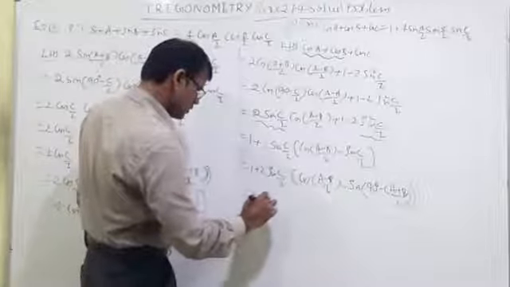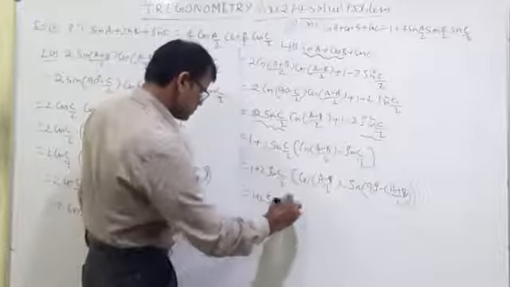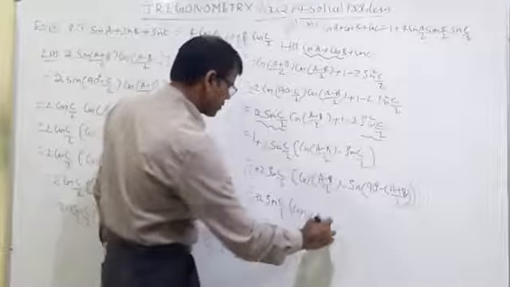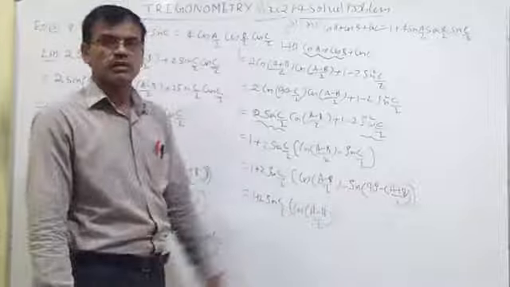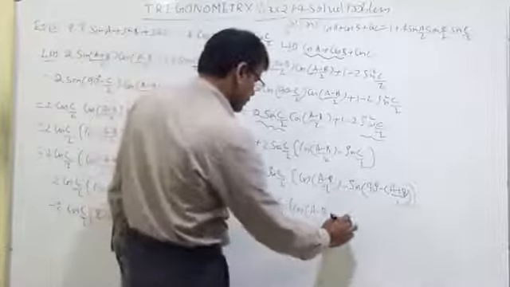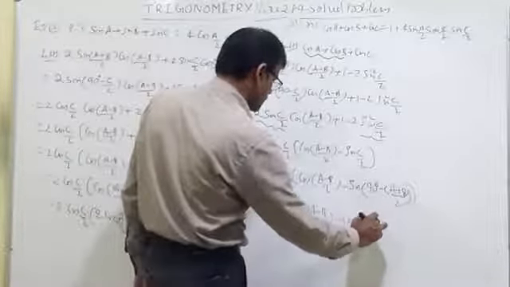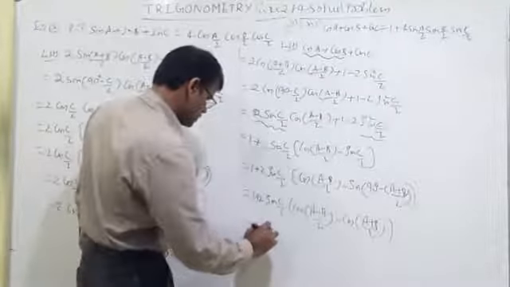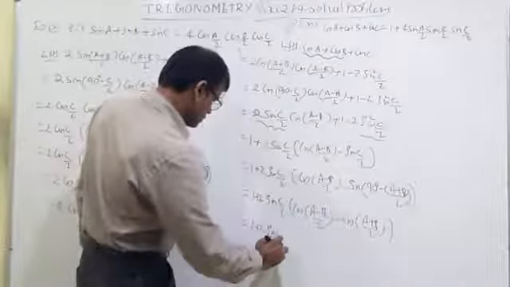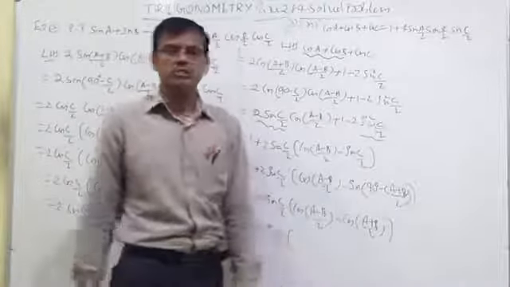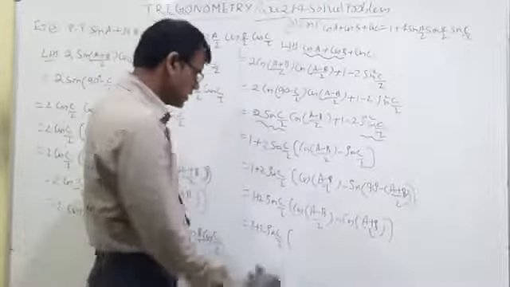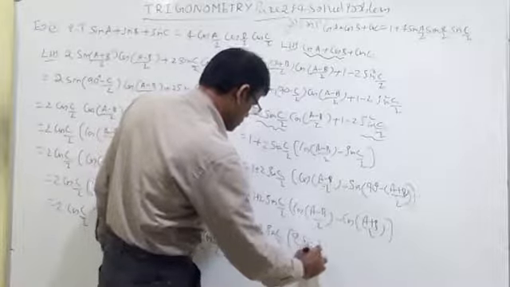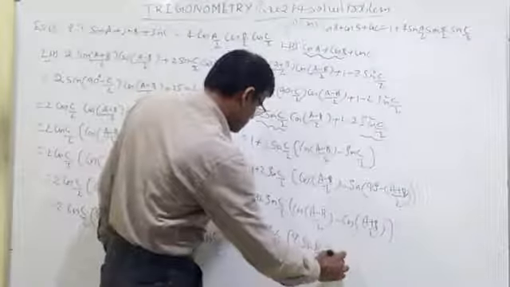That is equal to 1 plus 2 sin C by 2 into cos of A minus B by 2 minus sin 90 minus theta becomes cos theta. So this is cos of A plus B by 2. That is equal to 1 plus 2 sin C by 2 into cos A minus B minus cos A plus B, formula 2 sin A sin B. Right, here 2 sin A by 2 sin B by 2.